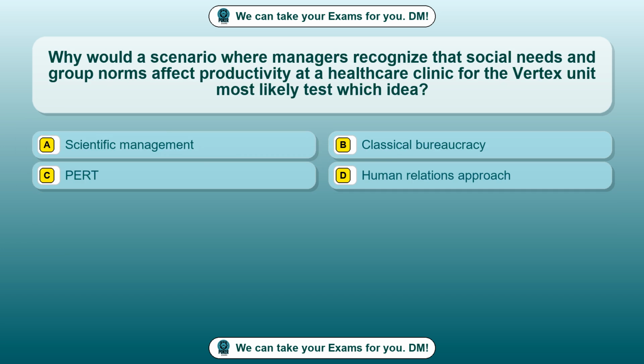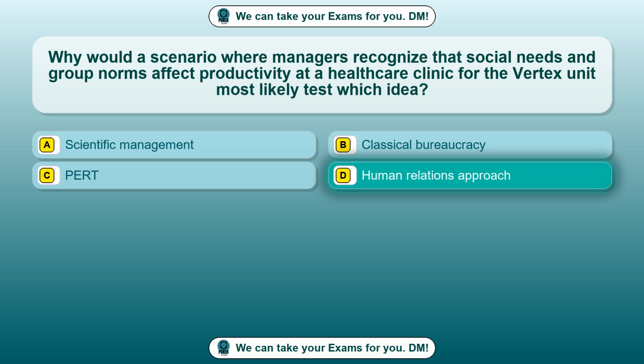Question 87. Why would a scenario where managers recognize that social needs and group norms affect productivity at a healthcare clinic for the Vertex unit most likely test which idea? Option A, scientific management. Option B, classical bureaucracy. Option C, PERT. Option D, human relations approach. The correct answer is option D, human relations approach.